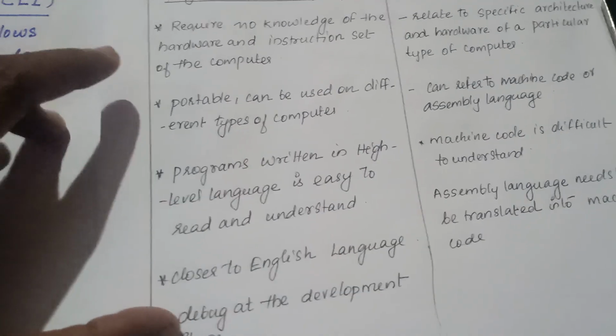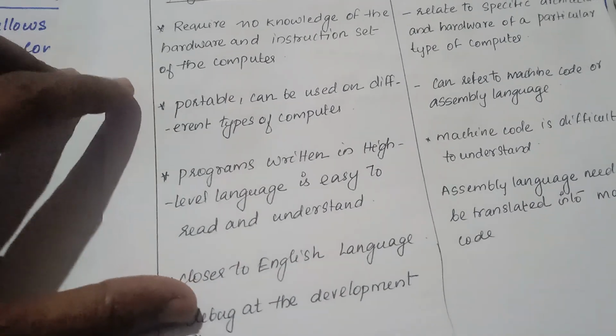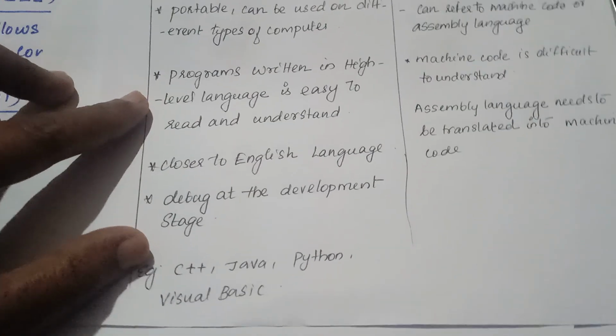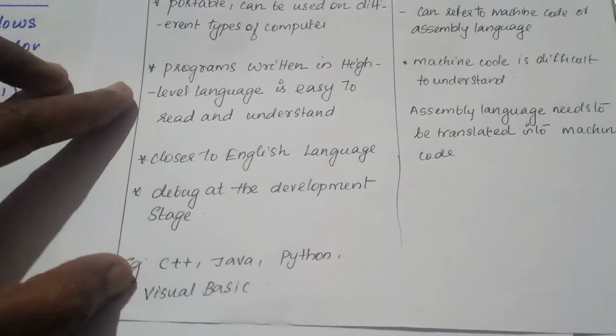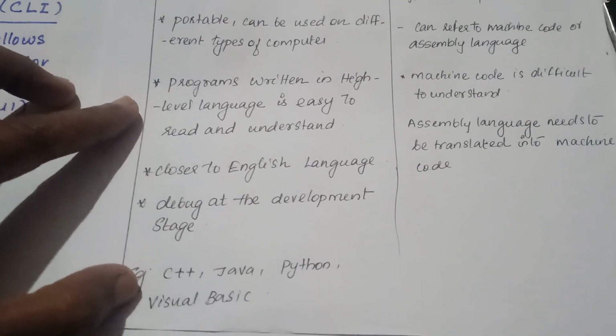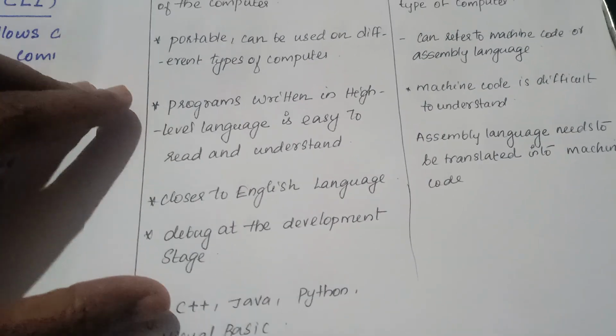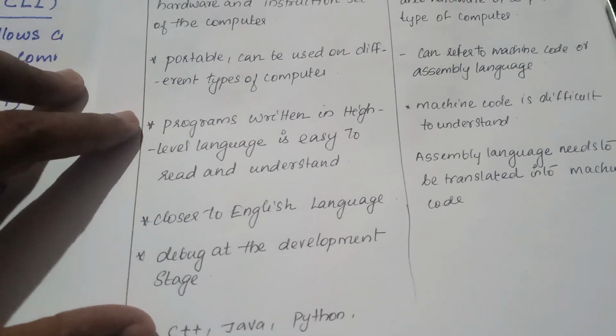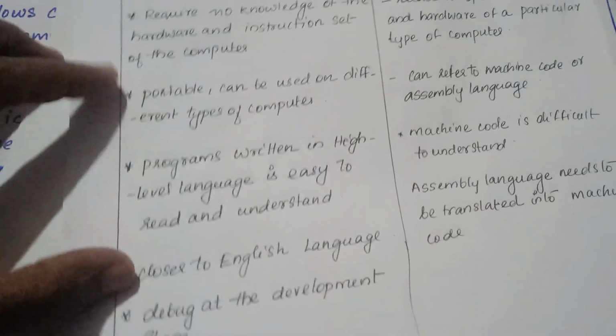Debugging is done at the development stage itself. Debugging means checking for any errors. Examples of high level languages are C++, C, Java, Python, Visual Basic, Q Basic, etc.